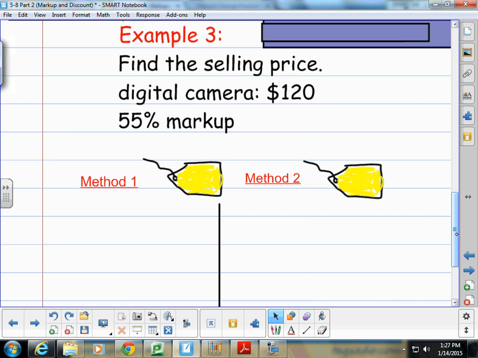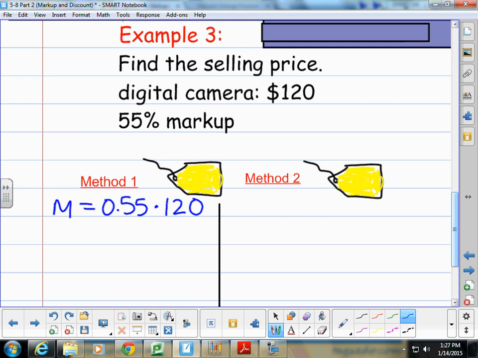Now the selling price of a digital camera. We're going to try both methods. If the digital camera costs the store $120 and the markup is 55%, we're looking for a different part. So let's find just the markup. Method 1 was finding the markup. The markup is 55% of the cost to the store.